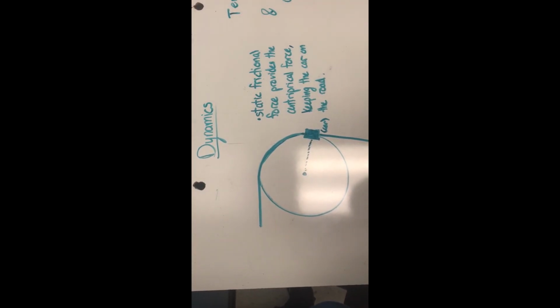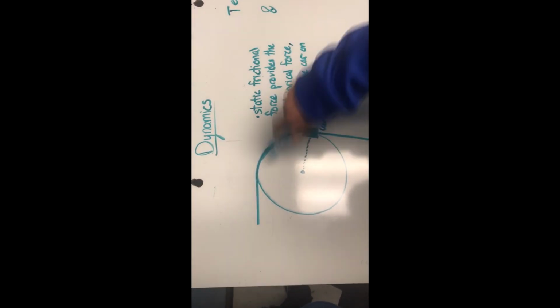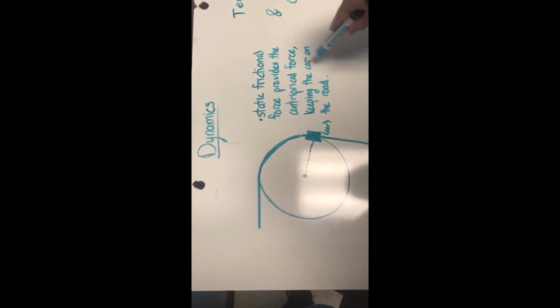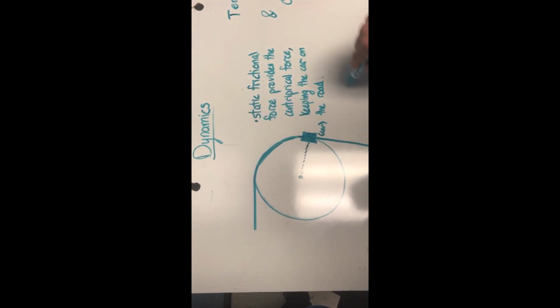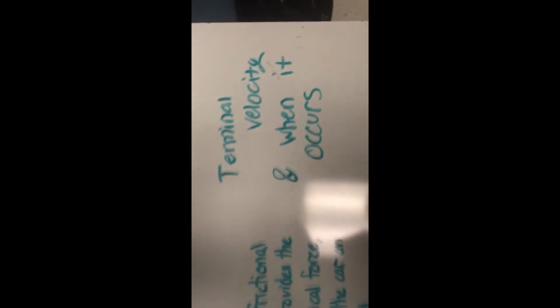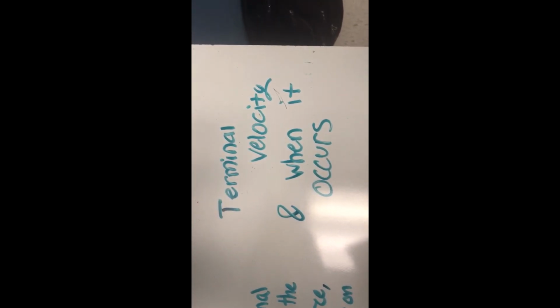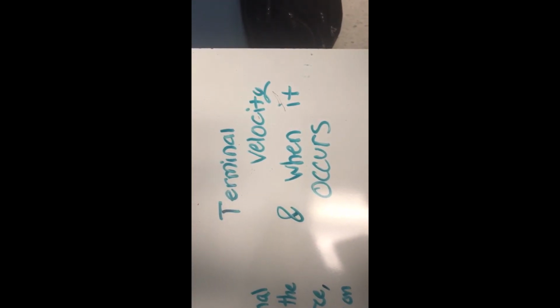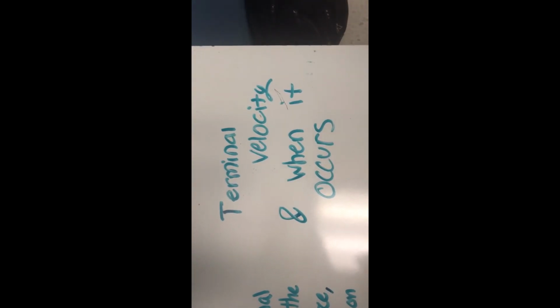This is a horizontal unbanked curve where the car is going around a curve, and the static frictional force provides the centripetal force keeping the car on the road. And terminal velocity is the final velocity an object can reach in free fall because of air resistance.